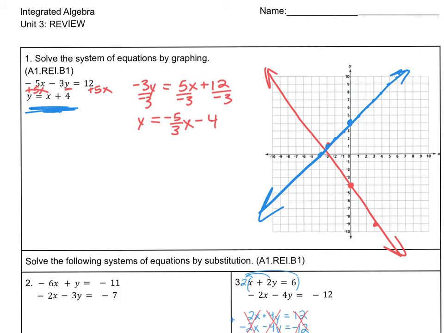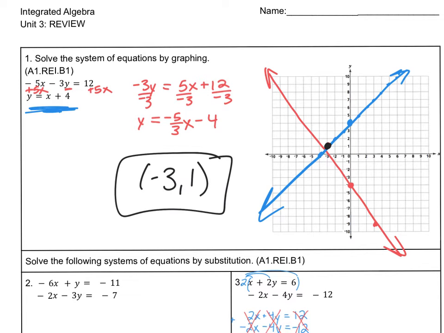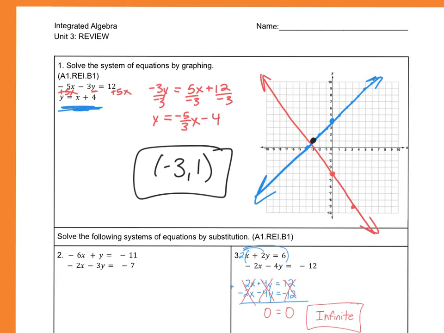My lines were not super straight, but if they were, they would have met at this point right here. And what is that point? Negative 3, 1. And that's your answer. Negative 3, 1. Questions on that?